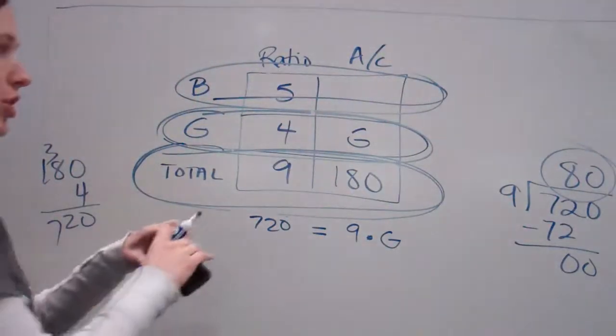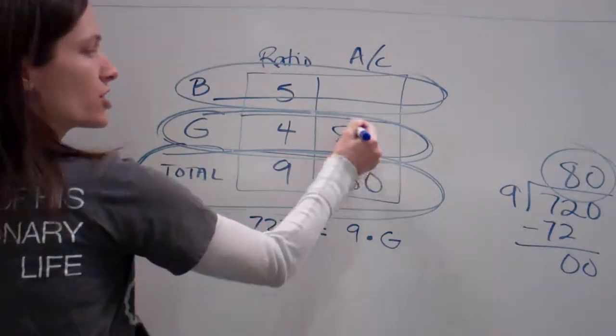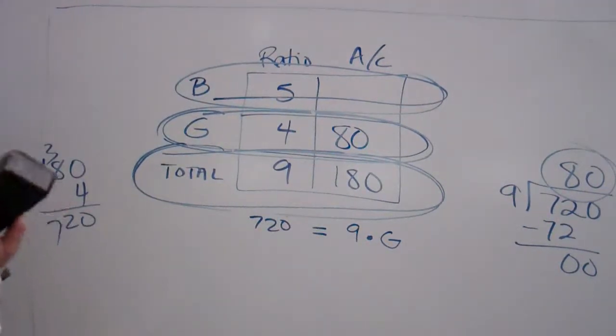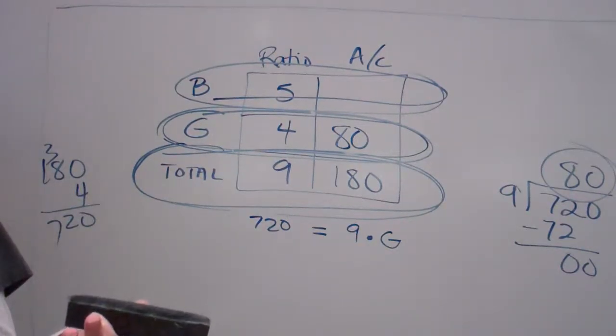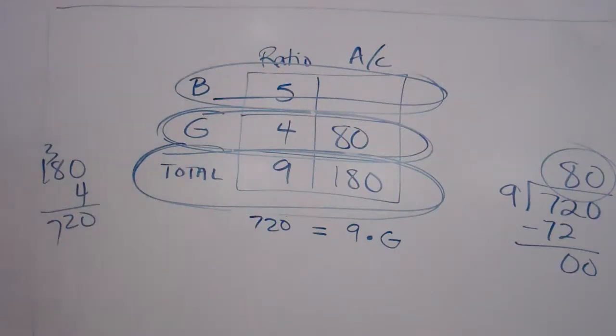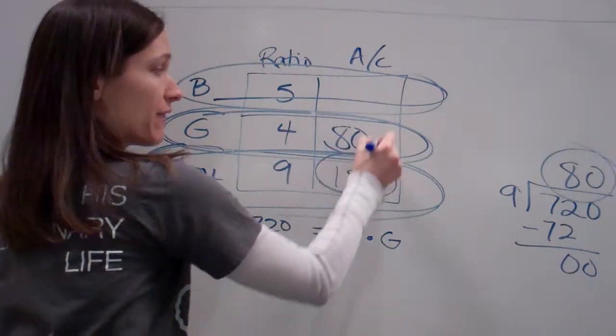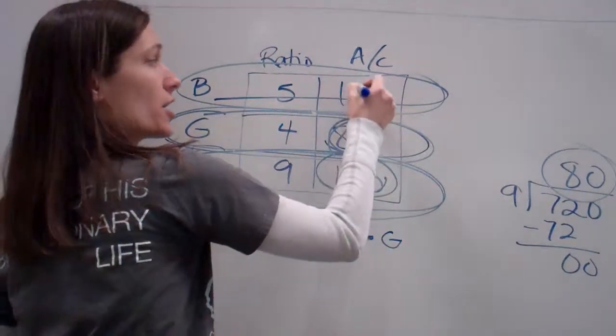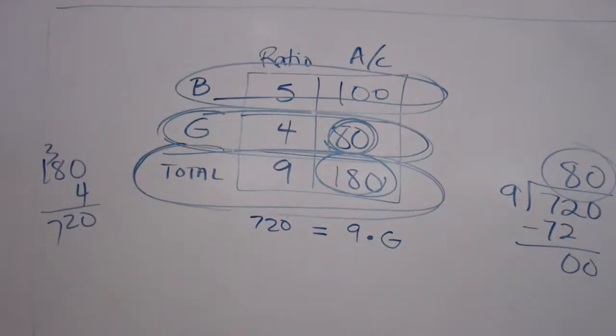So how many girls are there? 80. It didn't ask us this question, but based on what we just figured out, how many boys are there? 100. Because there's 180 total, and if 80 of them are girls, then we know that 100 of them are boys. Everybody understand?